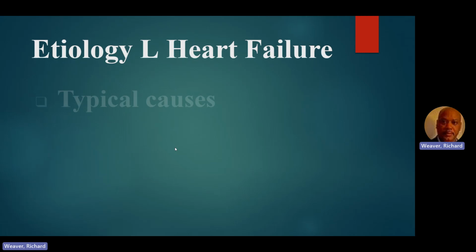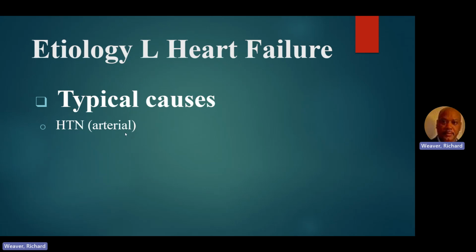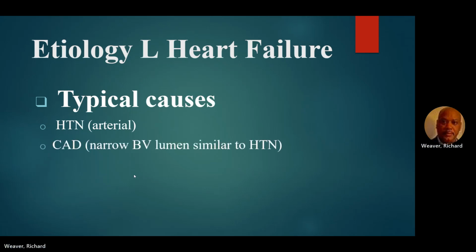Let's look at the etiology of left-sided heart failure. The typical causes are hypertension, and this is because the arteries are very constricted, and so this increases the afterload. The next one is coronary artery disease, and this one more or less works just like hypertension in the sense that the coronary arteries become narrow due to plaque buildup. And so it works similar to hypertension in that it causes an increase in afterload because the lumen of the artery is smaller. All right.